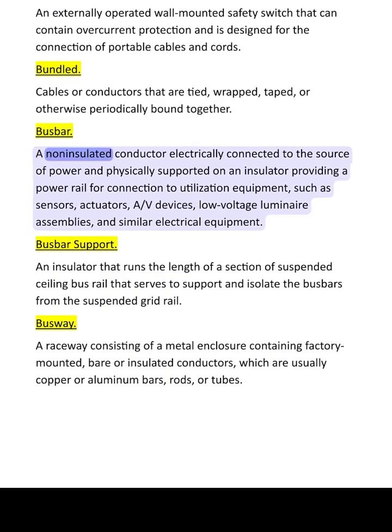Busbar. A non-insulated conductor electrically connected to the source of power and physically supported on an insulator providing a power rail for connection to utilization equipment, such as sensors, actuators, AV devices, low-voltage luminaire assemblies, and similar electrical equipment. Busbar support. An insulator that runs the length of a section of suspended ceiling bus rail that serves to support and isolate the busbars from the suspended grid rail. Busway. A raceway consisting of a metal enclosure containing factory-mounted, bare or insulated conductors, which are usually copper or aluminum bars, rods, or tubes.